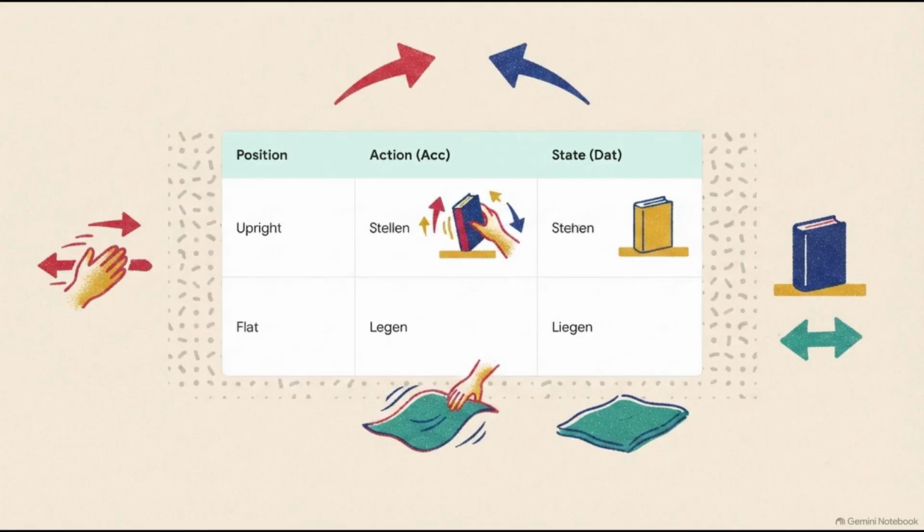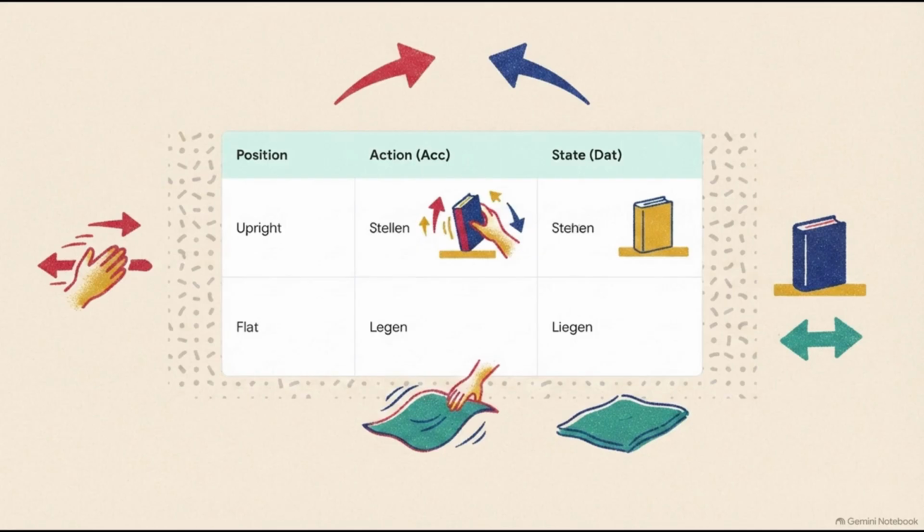When there is movement or action, meaning you're using Stellen or Legen, you absolutely must use the accusative case for your preposition. Action triggers accusative. But look over at the right column. When there's no movement, when you're just describing a static state or location using Stehen or Liegen, that static location triggers the dative case. Vertical movement, Stellen plus accusative. Vertical rest, Stehen plus dative.